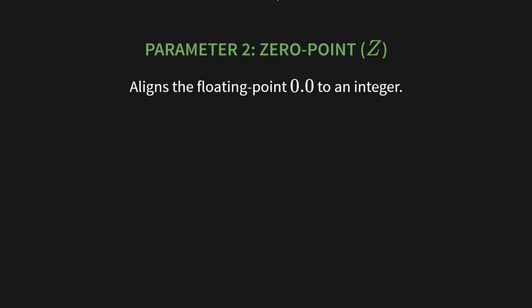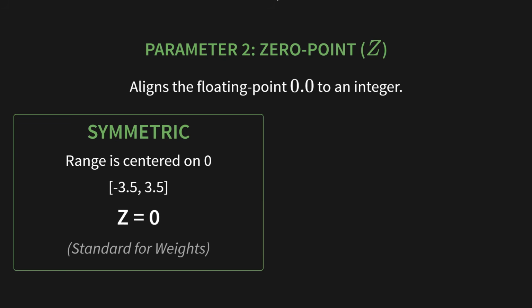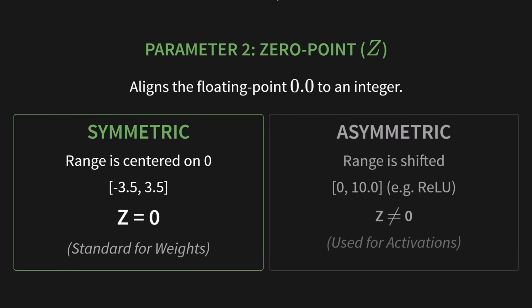Now, there are 2 main flavors here. For model weights, the range of values is usually centered nicely around 0, like from -3.5 to 3.5. This is called symmetric, and in this case, the 0 point is just 0. It's the standard for weights. But sometimes, for things like activations after a ReLU function, the range is shifted, maybe from 0 to 10. This is asymmetric, and there you'd need a non-zero z to handle the shift. For today, we're focusing on the simple symmetric case.